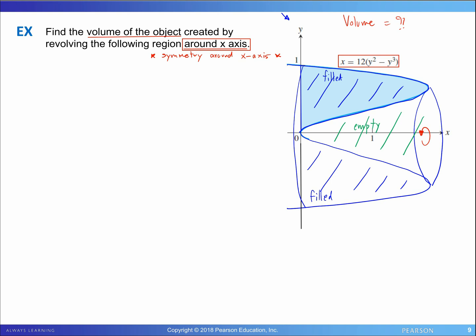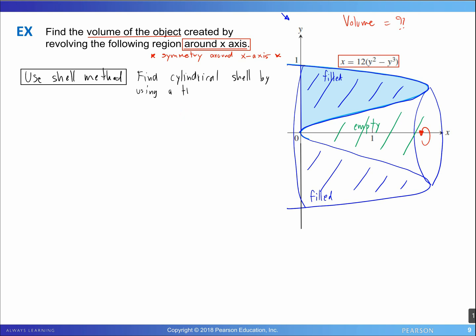What about in this example? We use the shell method to find the volume of this object. And this means that we need to find a cylindrical shell by using a thin, sharp, circular knife.